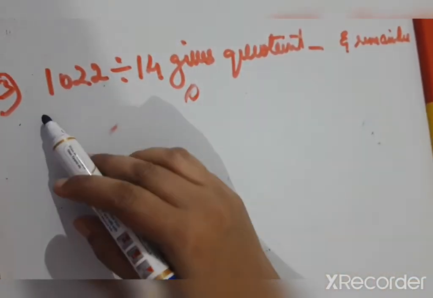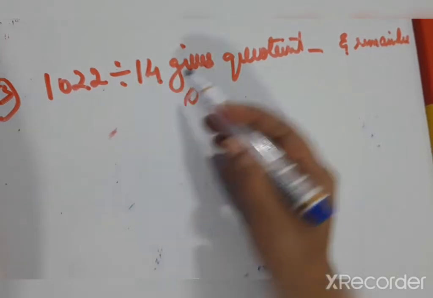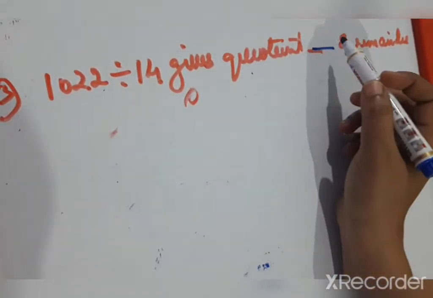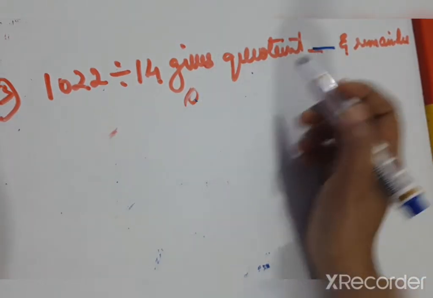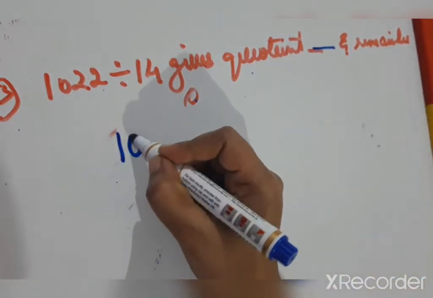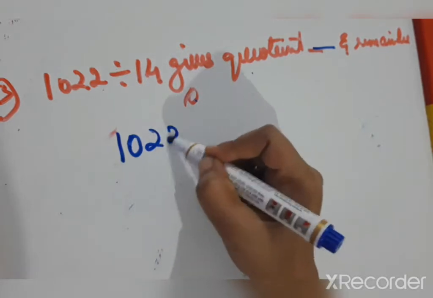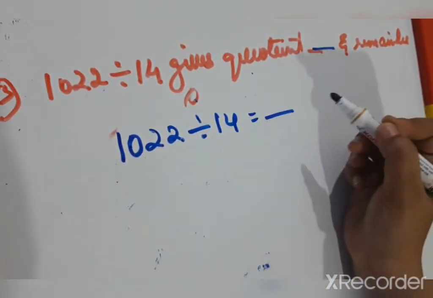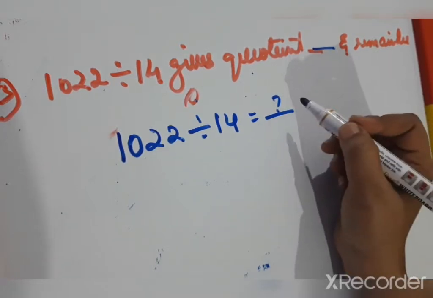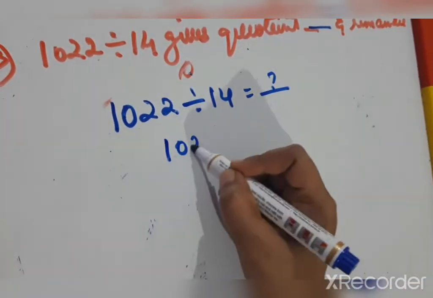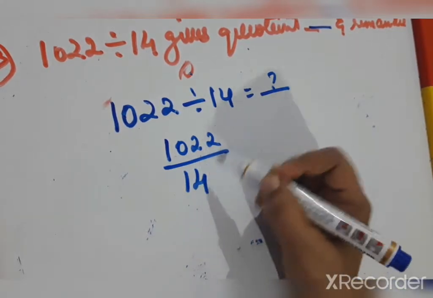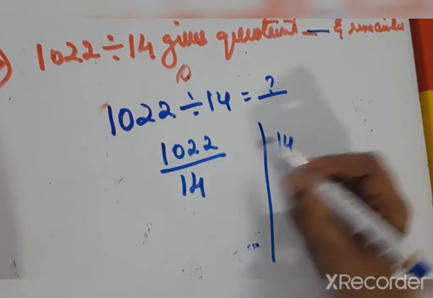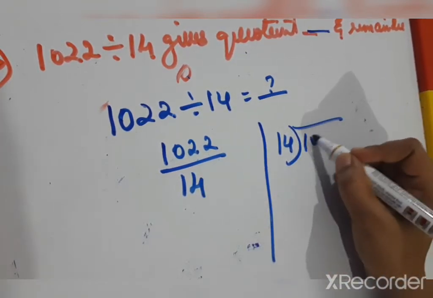Next question, the third one: 1022 divided by 14 gives quotient dash, which means the answer, and the remainder. After dividing, what is the answer that we have to write? The remainder is 0, it is given. So write the answer according to the question. This we have to find. So 1022 by 14, division means we have to write it in fraction form. Now divide it here.